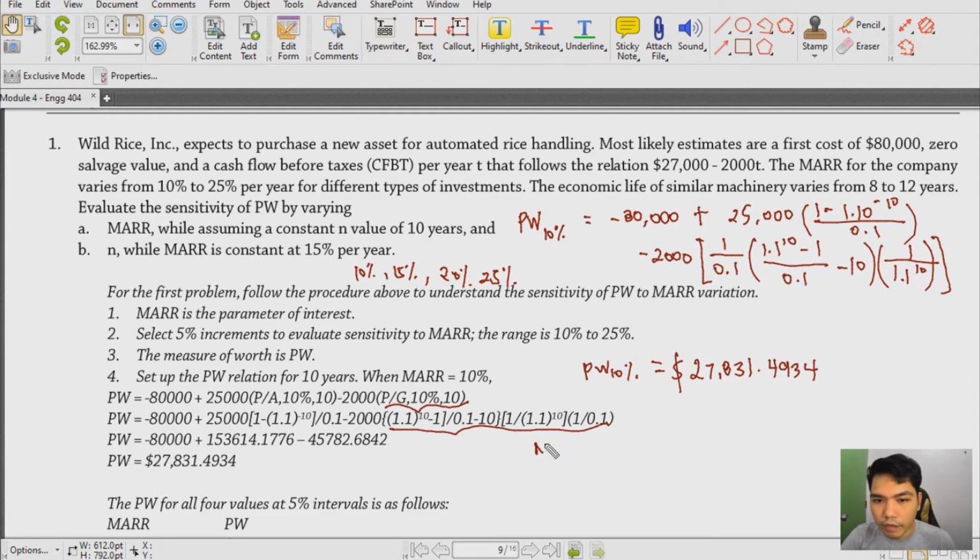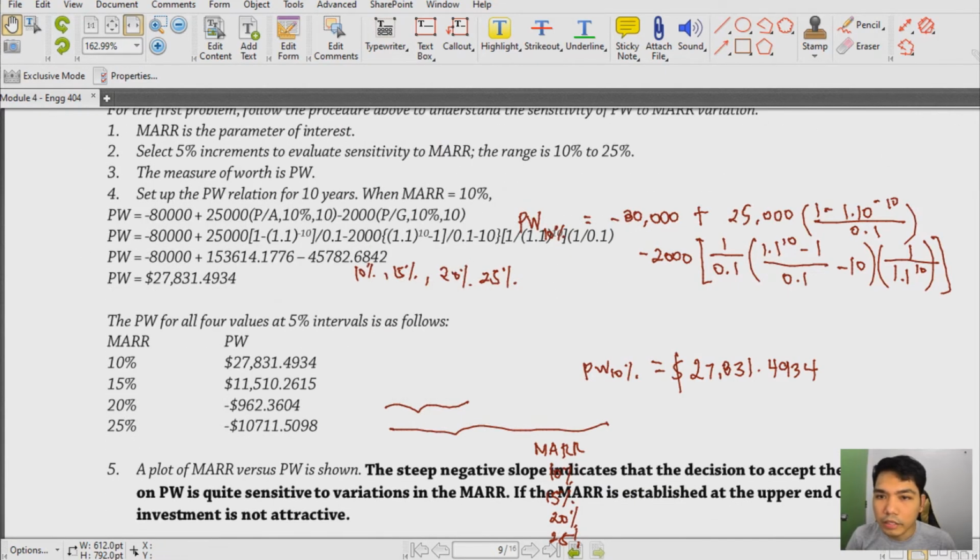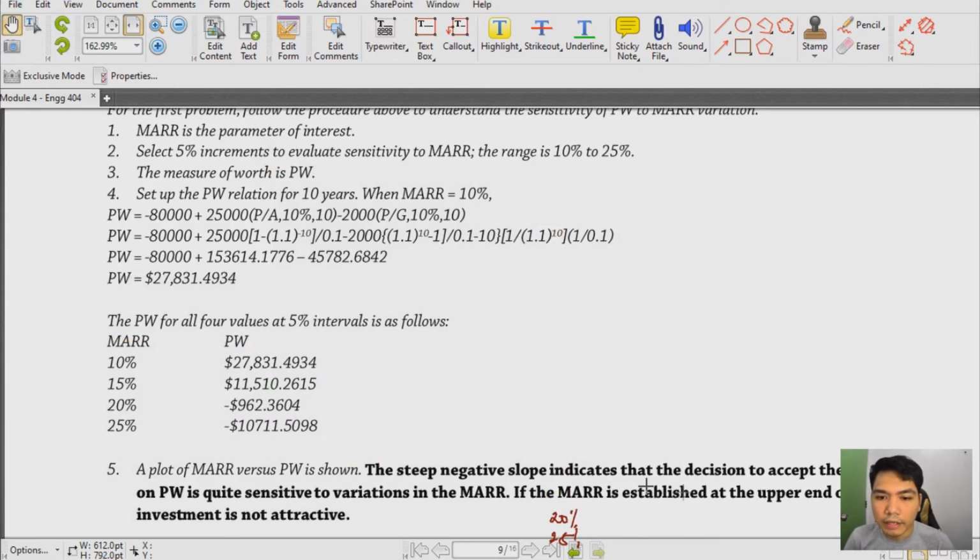So let's say we have MARR that is 10%, and then 15%, then 20%, and then 25%. So using this, we can now determine the values, and ito na yon yung mga values. You can see it from here. So yan na yon. So wala tayong binago dyan na way ng computation. Pare-pares lang yan. Binabago lang natin dito is yung percentage, mga 10% na yan.